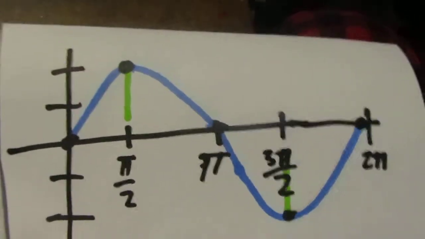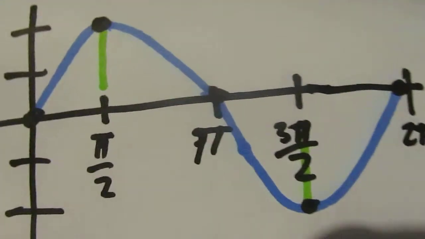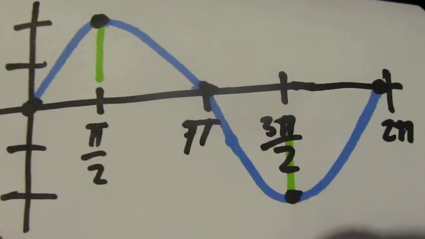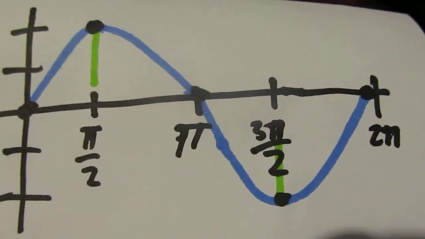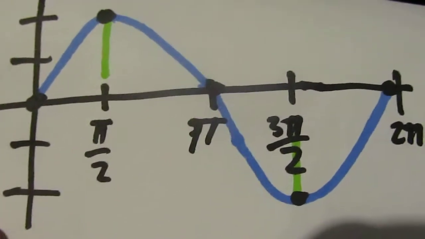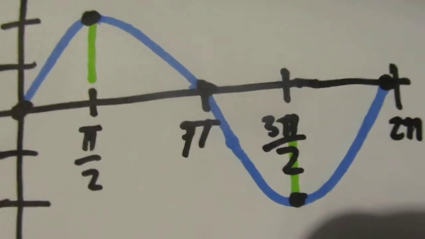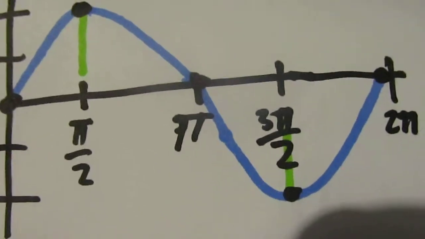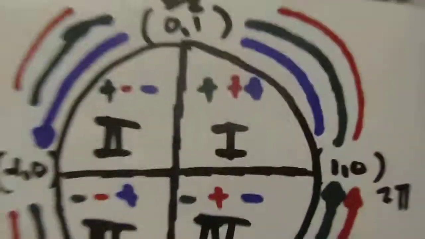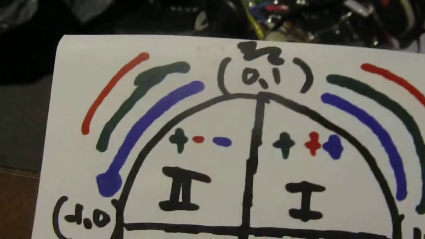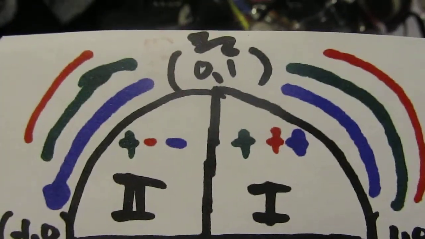So as you see here, right here I have a sine graphed, and as you see, our highest point is at pi over 2 and our lowest point is 3 pi over 2. Now, these values are important because we just covered them in our unit circle. Since this is sine, what's the sine of pi over 2? Pi over 2 is right here. Sine of pi over 2 is 1.